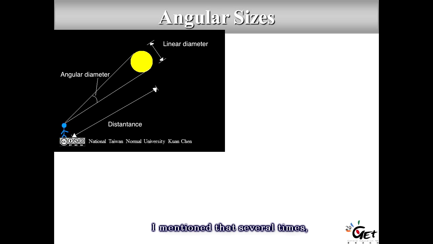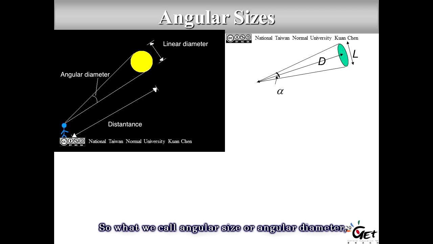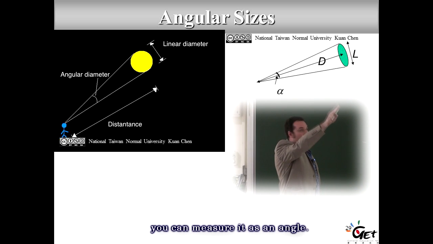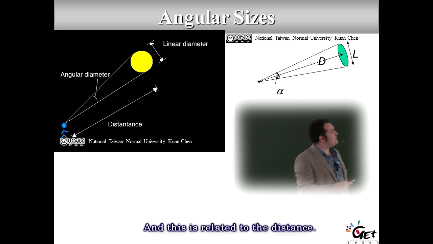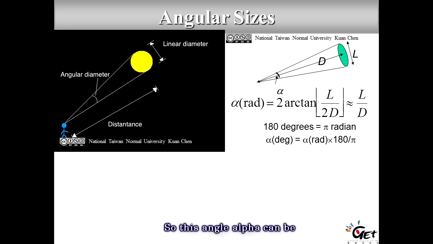So everything is about angular size. I mentioned that several times, and this is something that comes very often in astronomy. What we call angular size or angular diameter, we measure everything in projected angles. So this is a woman looking at the Moon. This is the linear diameter of the Moon. But actually, if you look at the sky, you can measure it as an angle, and this is related to the distance. So this angle alpha in radians can be measured exactly as twice the arctangent of the ratio between the size of the Moon and twice the distance. And if alpha is very small, you can have a linear approximation. That means alpha equals L over D, the real size divided by the distance.